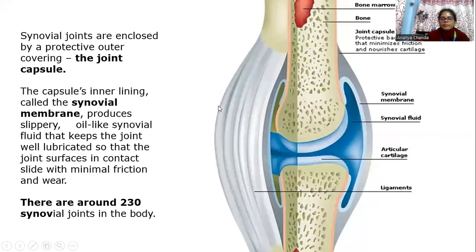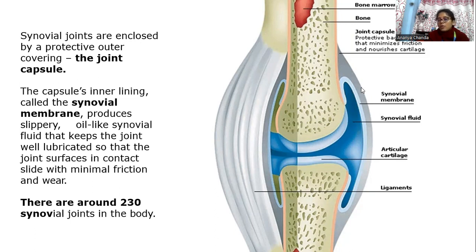So this is the structure of what? The synovial joint. The synovial joints are enclosed by what? An outer region or covering, that is a joint capsule. So this region is known as what? The joint capsule. This joint capsule's inner lining has a synovial membrane.